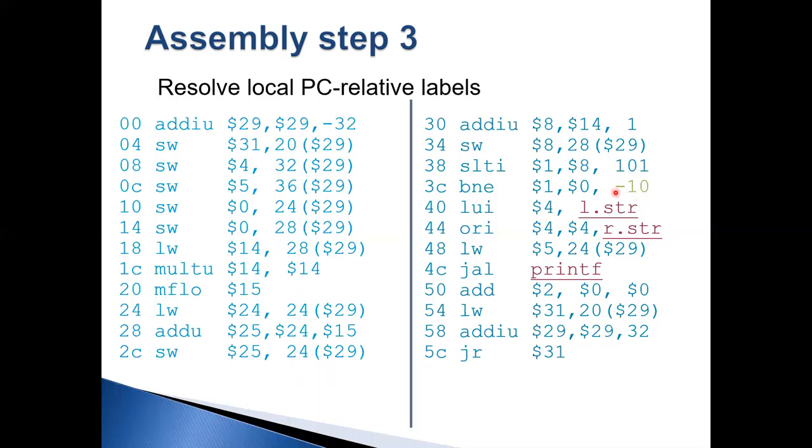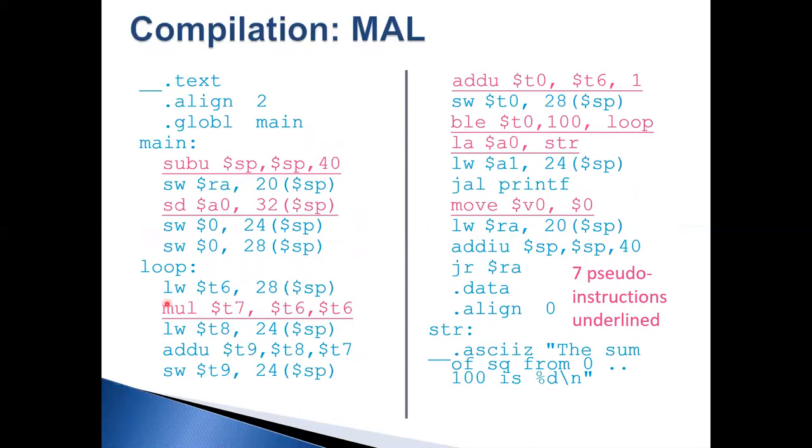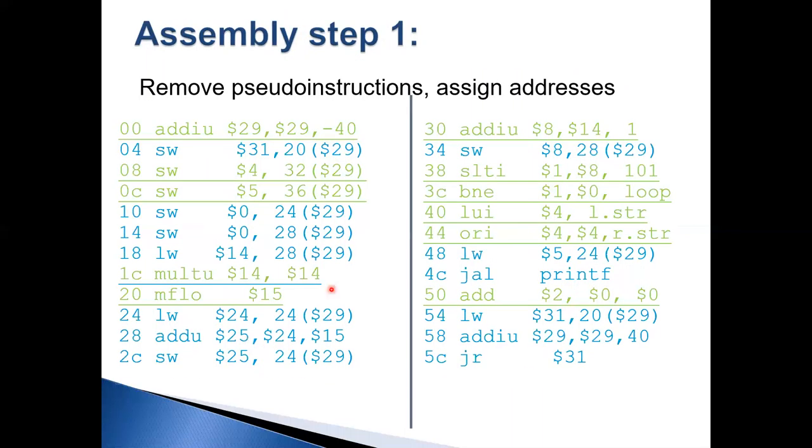So how does branch work? Remember, it counts from the next line to the number of lines to the label. Let's go back to the slide. This is the loop, right? And where was the loop? The loop is here, the load at T6. So let's count. You need to count using the true assembly language in order to get the correct number of lines, because if we don't remove the pseudo instructions, those lines are not there and you will count the wrong number.